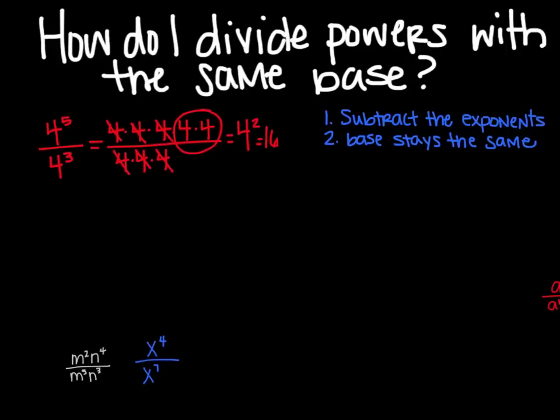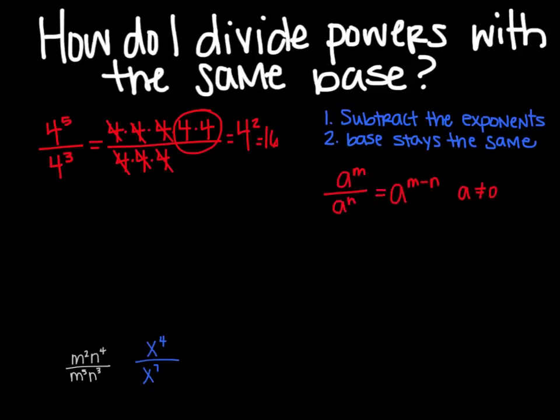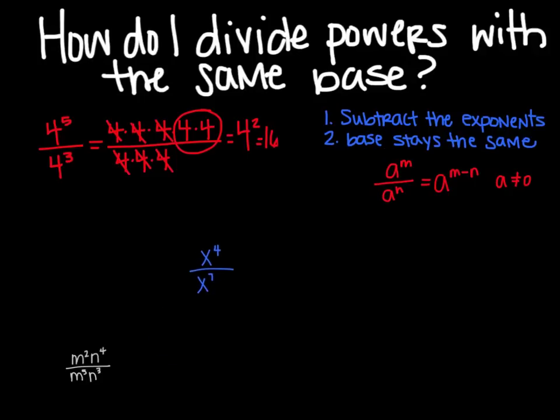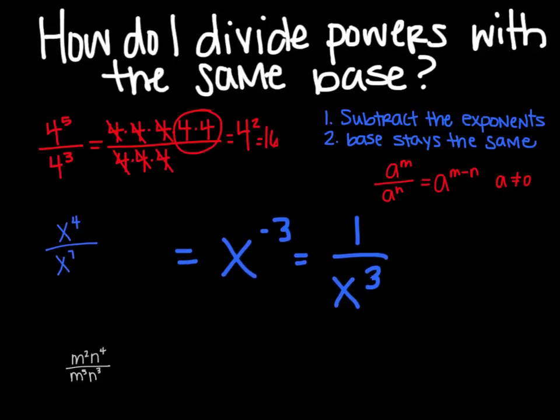So knowing that, here is the algebraic way of saying that, and obviously a can't be 0. But then here's another example. We have x to the 4th over x to the 7th, and then you just subtract those exponents. So 4 minus 7 is x to the negative 3rd, and then we have to get rid of that negative, so it would be 1 over x to the 3rd is our final answer for that example.